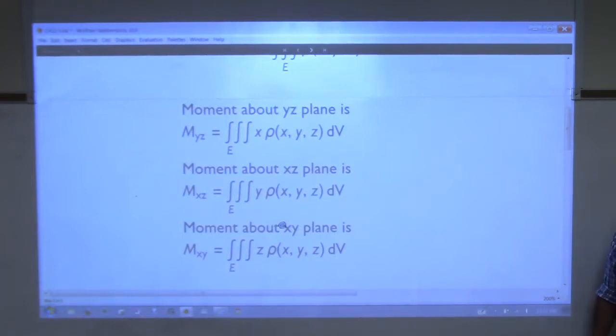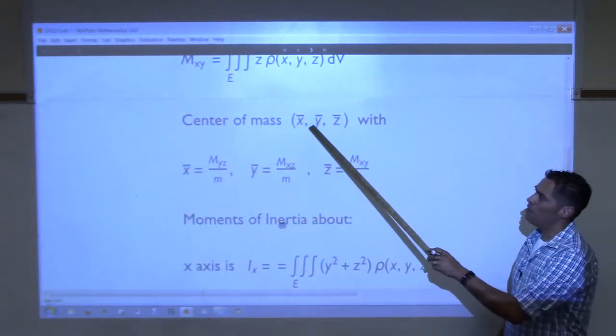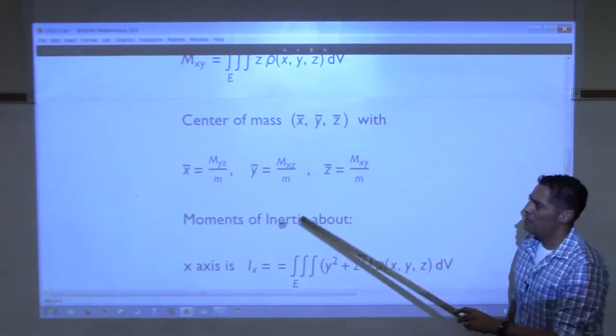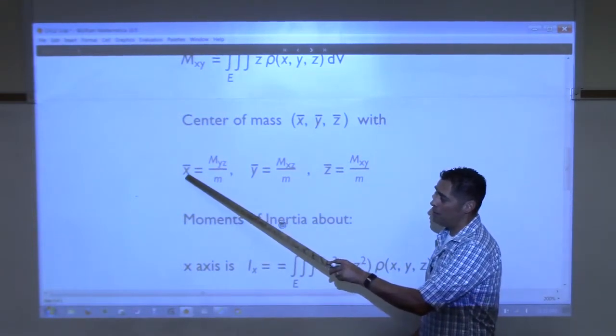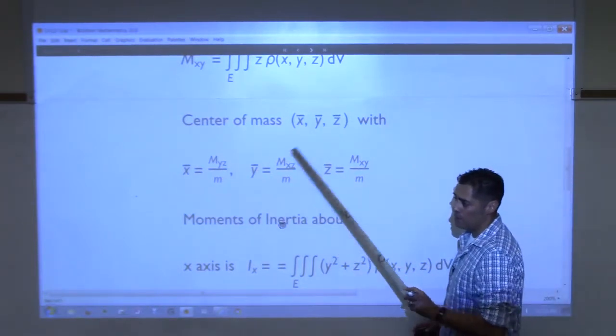Because we could get to moments of inertia, but before the moments of inertia, we used the moments to get the center of mass. So if you want to know the center of mass of that object E, you have to calculate the x, y, and z coordinates of the center of mass. X bar, y bar, z bar.